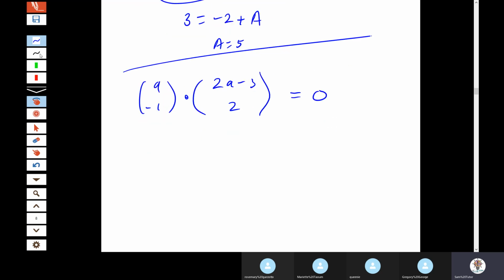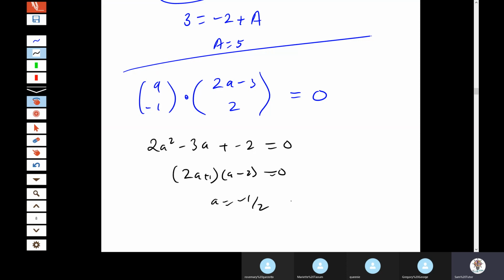How do we do dot product? X's plus y's. So 2a squared minus 3a plus negative 2 equals 0. Any questions? No. And then when you factorize this, you should end up with 2a plus 1, a minus 2. Therefore, a equals negative half, a equals 2. Yes? 5 marks so far we're at.